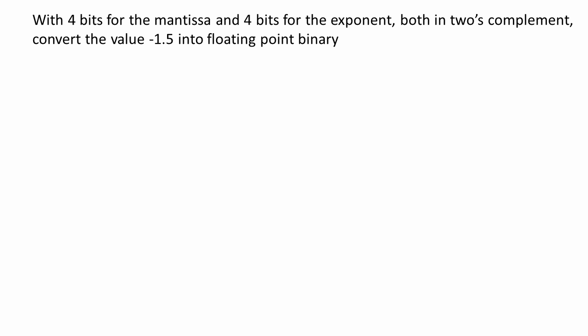Now let's try -1.5. First, calculate -1.5 in pure binary. For a negative number in pure binary, the leftmost 1 has a negative place value. So here, -2 plus 0.5 is -1.5.